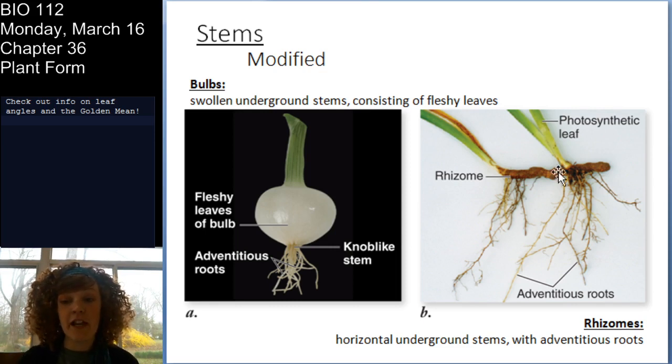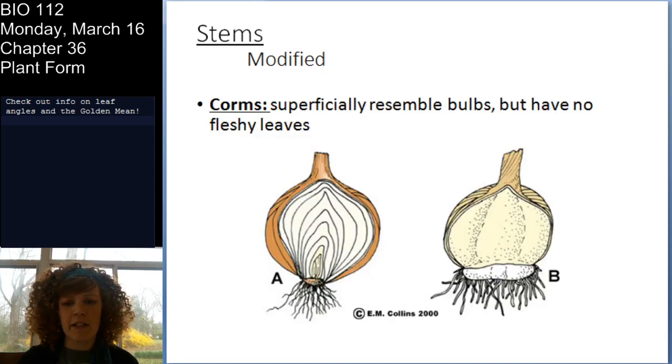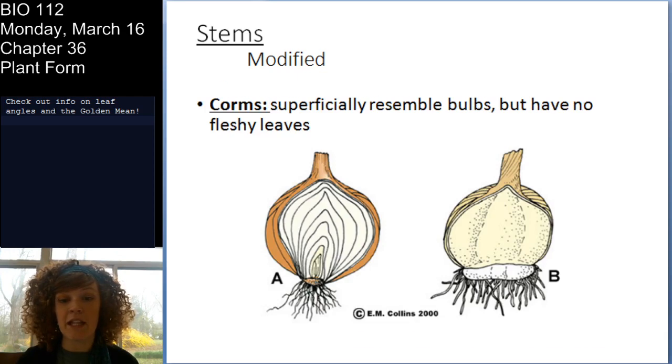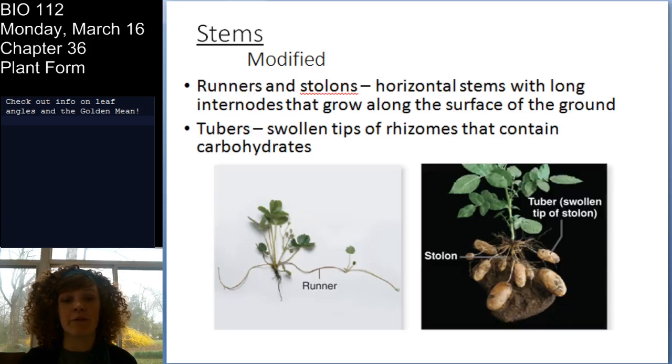Cool. And these guys are underground. But when you go on to runners and stolons, those stems are not underground. But these are underground, okay? Cool. So let's talk about corms. Not corns, corms. So a corm, they look a lot like bulbs, but they don't actually have those leaves that you find on the outside of a corm. There are certain kinds of flowers that will have corms, but the main thing you need to know is that they're a kind of modified stem, and that's all I'm going to ask you to do.